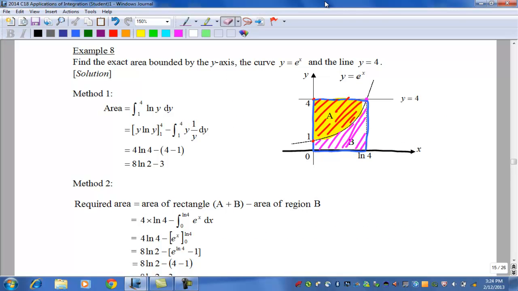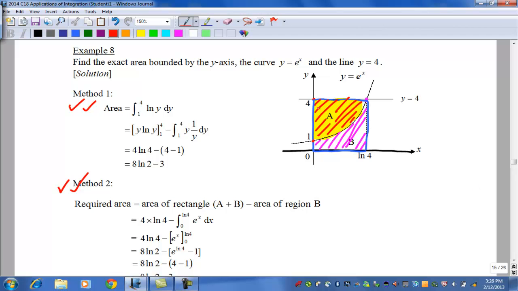Okay, for example 8, we are told to find the area bounded by the y-axis, the curve y equals e to the power of x, and the line y equals 4. And we have discussed method 1, finding the area by integrating with respect to y, and method 2, which is using the area of rectangle A plus B minus away the region B, which will allow us to get the required area A. So now there's another method to deal with this problem.